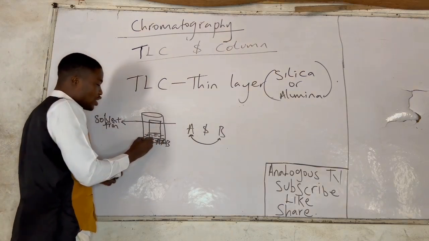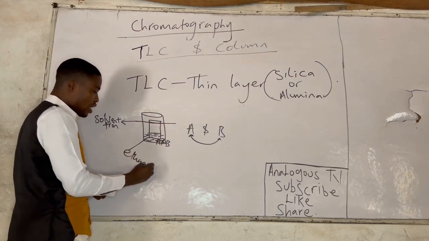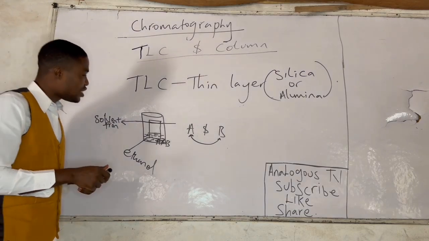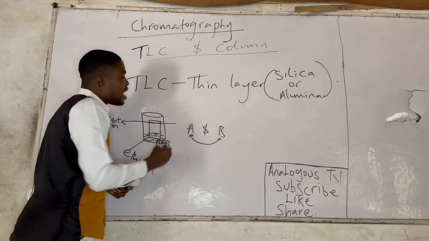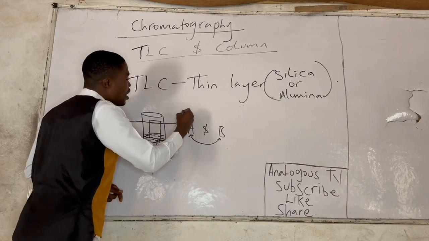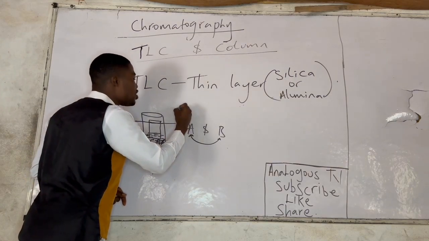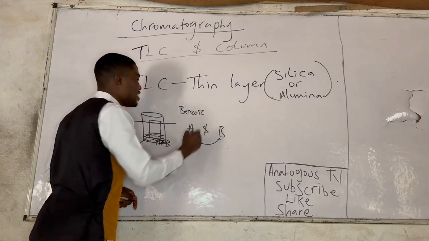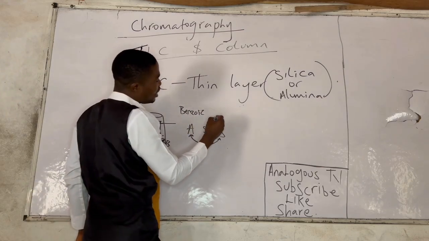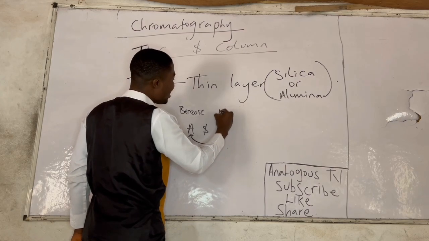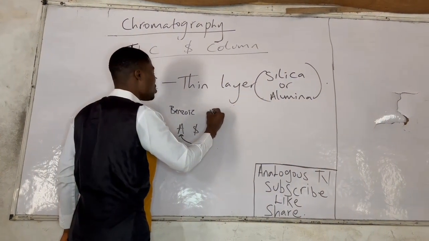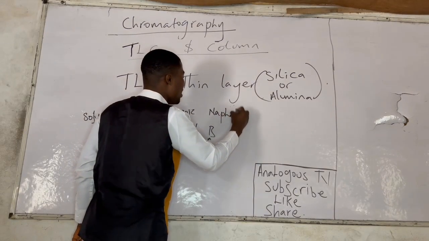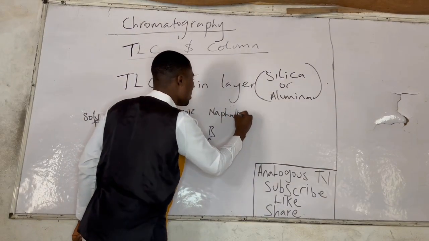So let's say the solvent we are using here is ethanol, the popular solvent. Now, let's say we use ethanol, and A is benzoic acid, and B is naphthalene.